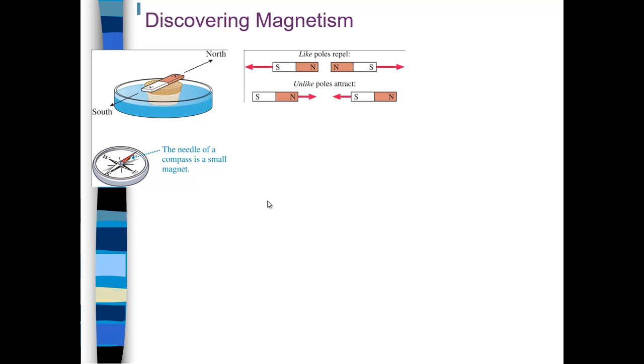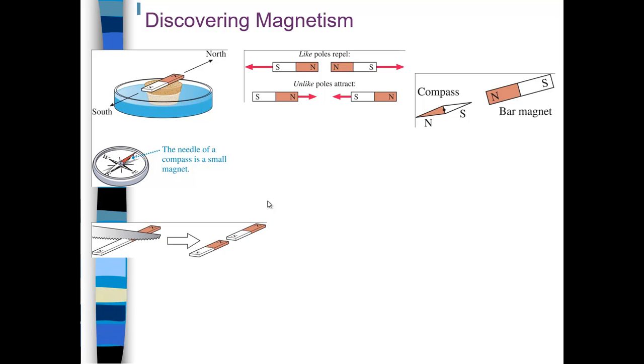Okay, so if we put the north and the north together like this, then they repel. But if we take the north and the south and put them together, they will attract until they attach to each other. We can influence a compass with a bar magnet. If we have a strong enough bar magnet, then we can cause influences to a compass.